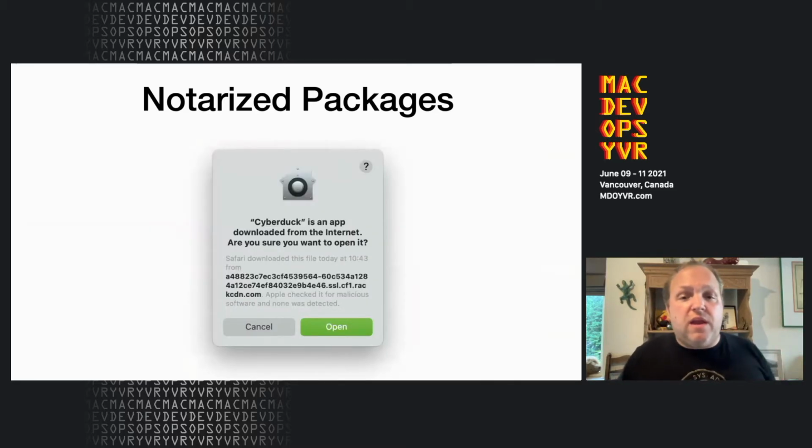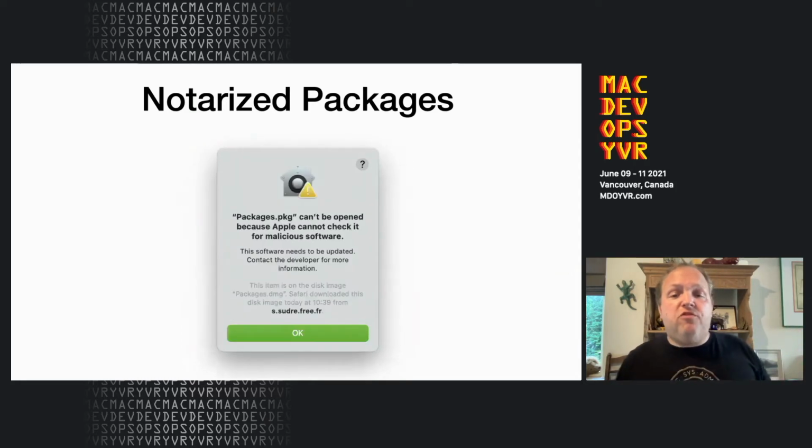This is the dialog you get if something is notarized and approved. The user has the open option. If something is signed but not notarized, then the only option is OK, which in this case doesn't mean it opens. We can bypass that with the context menu or going through the security panel, but we don't want to teach our users how to bypass these security measures.